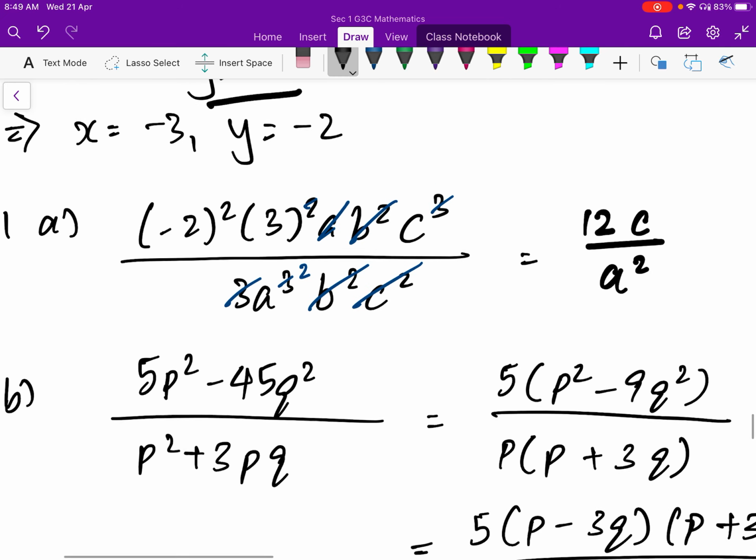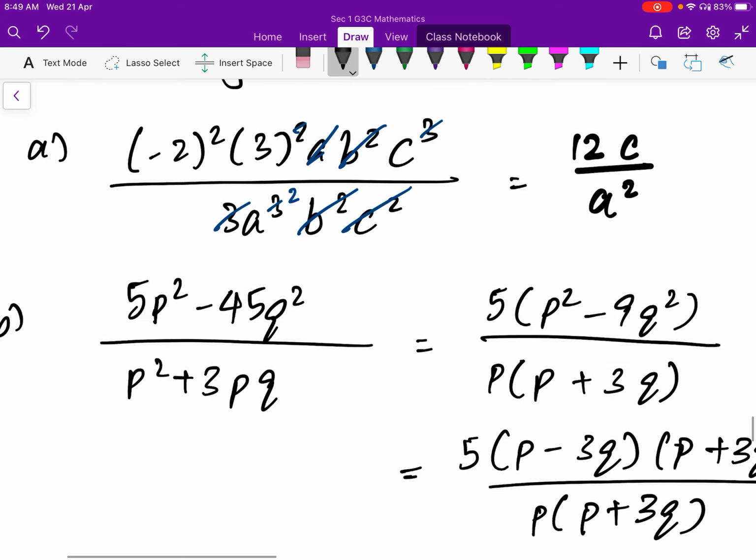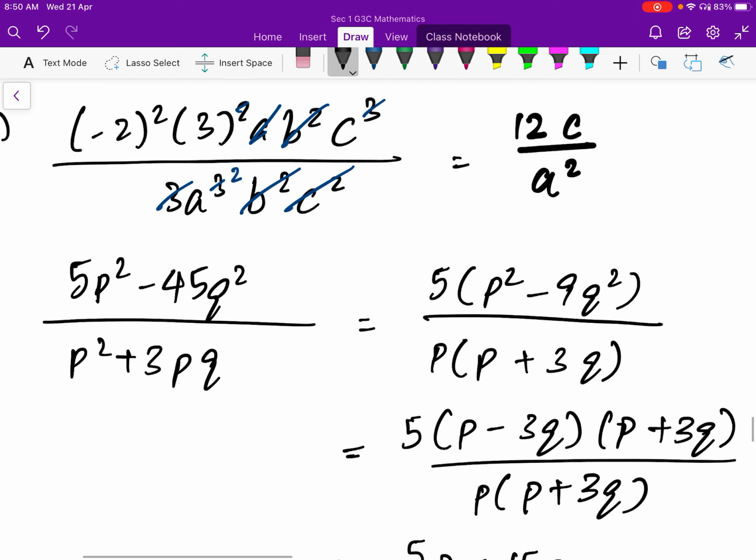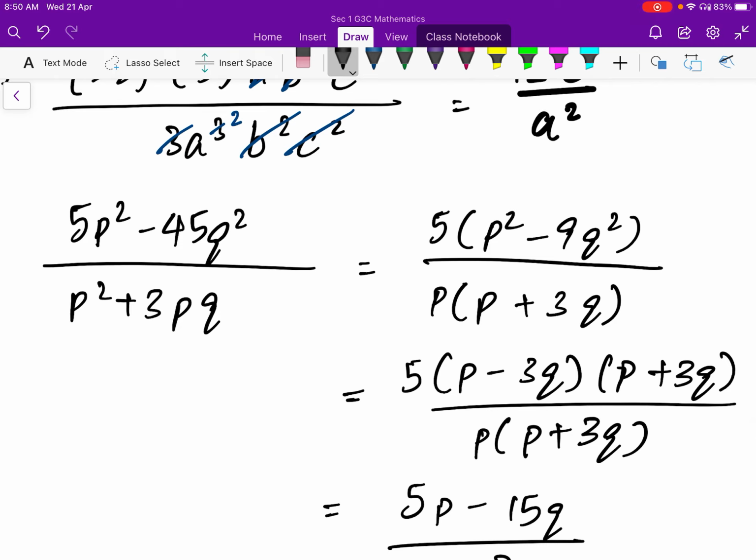Now in part B, simplify again. At first glance, there is nothing to simplify. Nothing to expand on. But it turns out that there are common factors that we can cancel again. So let's start with the first one, 5p squared minus 45q squared. There is a 5 that is a common factor, so you take that out, factorize it out. 5 times p squared minus 9q squared.